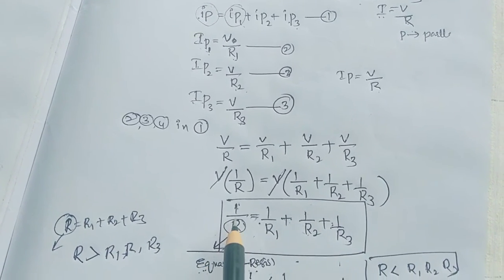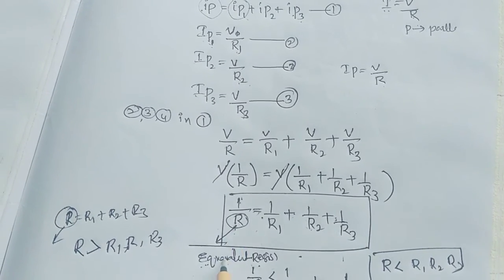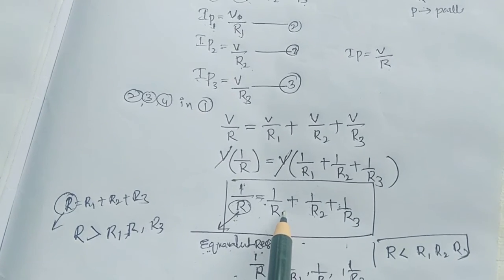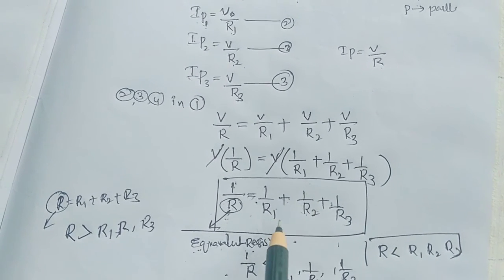So the reciprocal of the equivalent resistance is equal to the sum of the individual reciprocals of resistance.